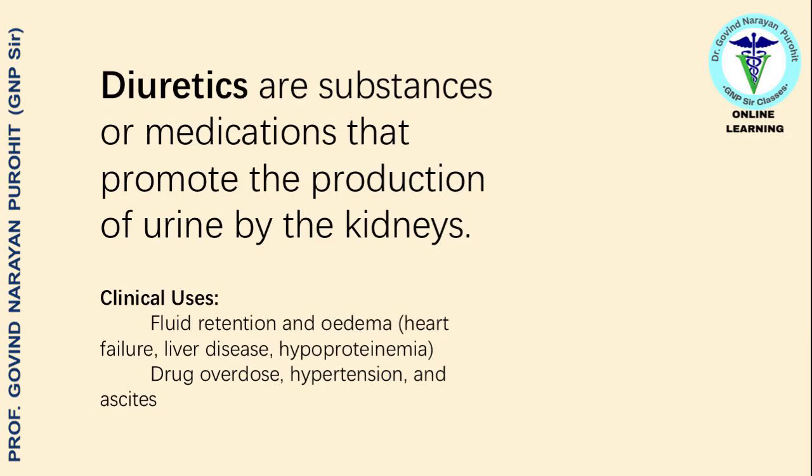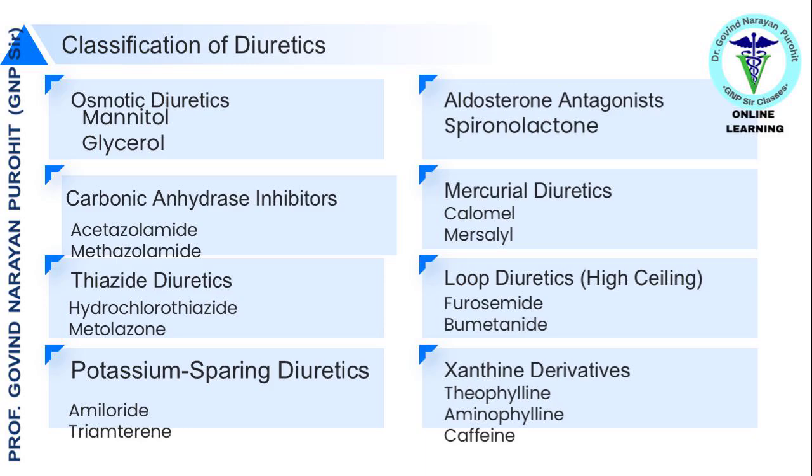Diuretics are substances or medications that promote the production of urine by the kidneys. The clinical use of diuretics includes fluid retention and edema that occurs in heart failure, liver disease, and protein deficiency. They can also be used in drug overdosage, hypertension, and ascites. The diuretics can be classified into different types.